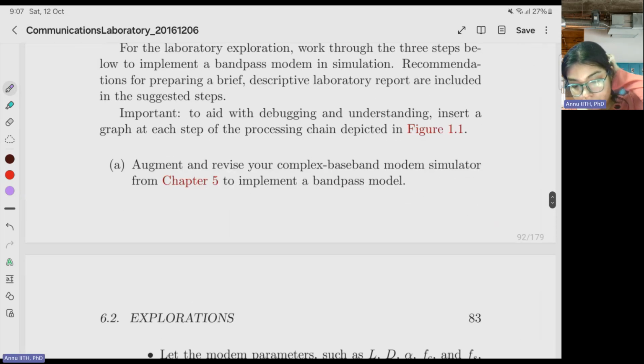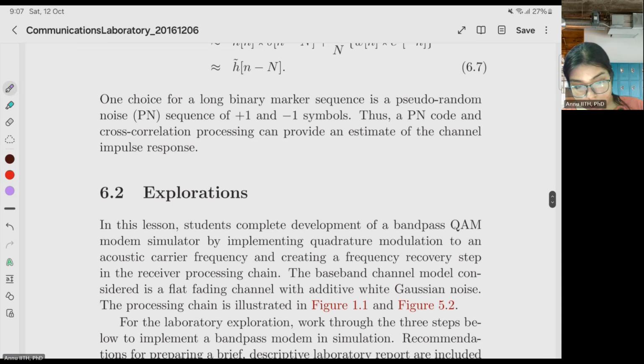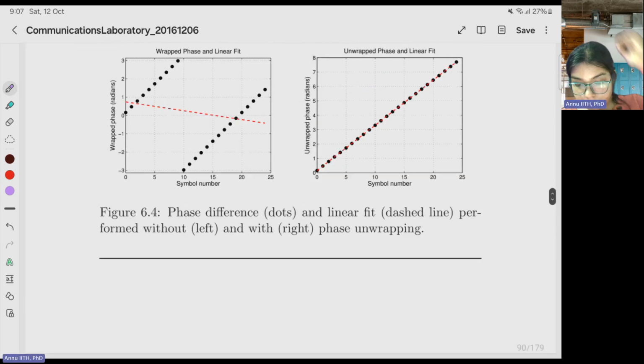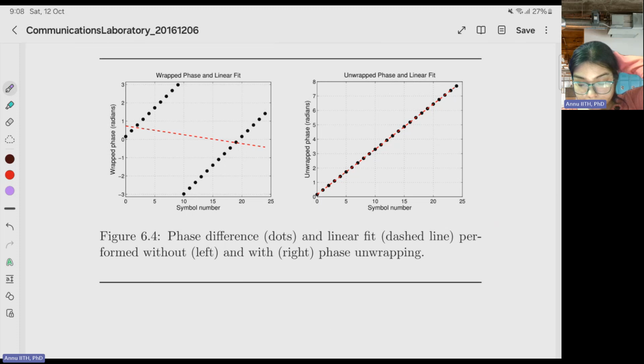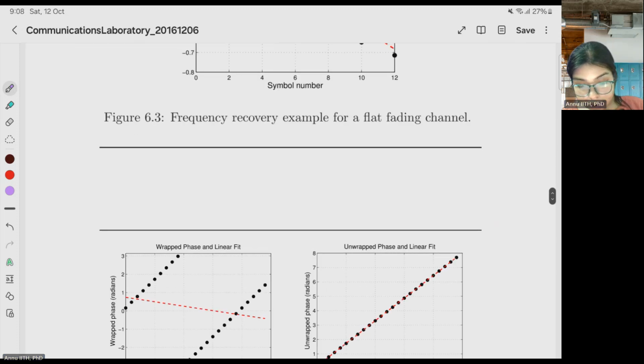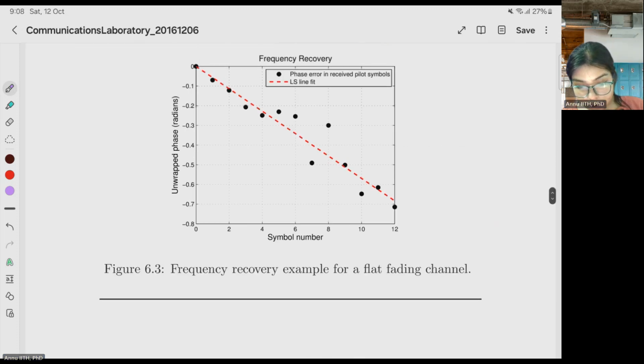Frequency recovery was also covered. Now I'll go to some questions that you guys asked as doubts to me.